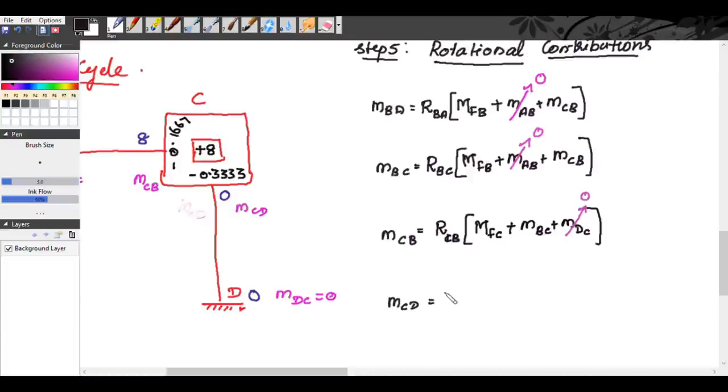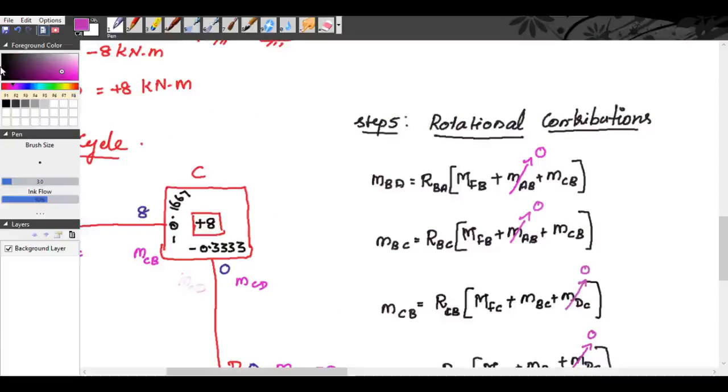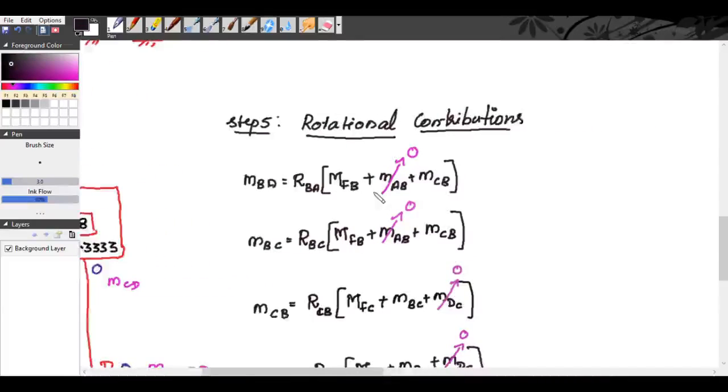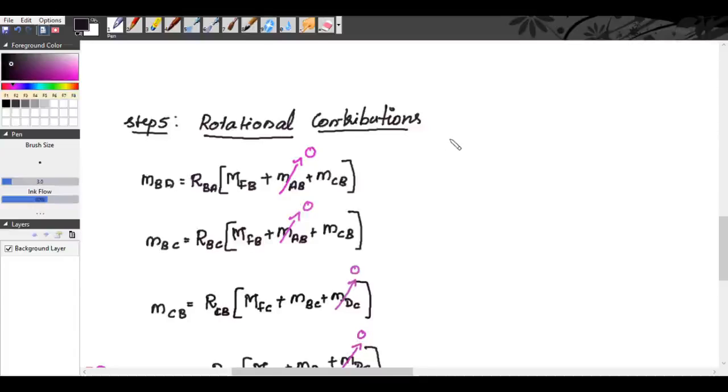Now MCD will be equal to rotational factor of CD into the resultant restrained moment at joint C plus, this is the same, MBC, since for joint C the neighboring supports are B and D. MDC is always equal to 0. Now we will go for iterations. We will go for iterations 1, 2, 3, etc.